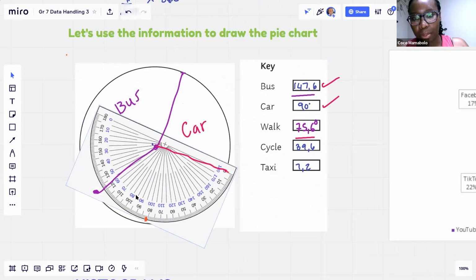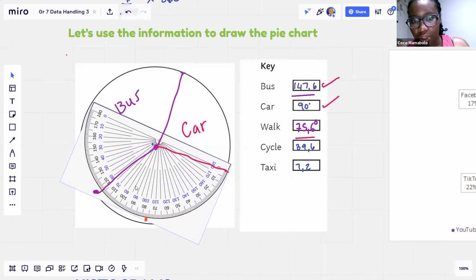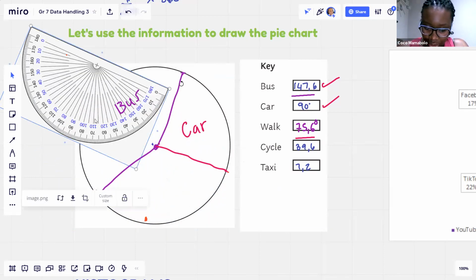Okay, so this point here, we've gone from 0 over here, 0 degrees, all the way to 75.6, and then we're going to take that point there, and we're going to join the two of them. We're going to join it to the middle of our circle. So we're going to go from here to the middle of our circle, like that. Ooh, I've made this smaller. Okay, and this part over here would be walk. That's where walk would be.